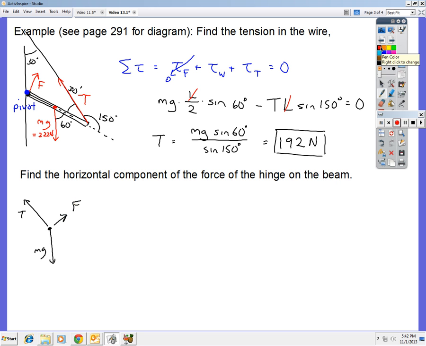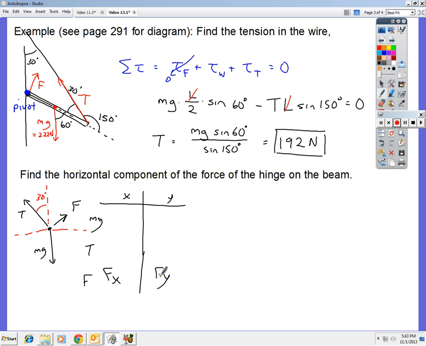And we'll just use our regular XY coordinate system. That angle there is 30 degrees. We don't know what angle F makes. So we'll do our usual X and Y components, mg, T, and F. Now we don't know F, so I'll just call those Fx and Fy, that'll make it a little bit easier. X component of mg is 0, Y component is negative 222 newtons.